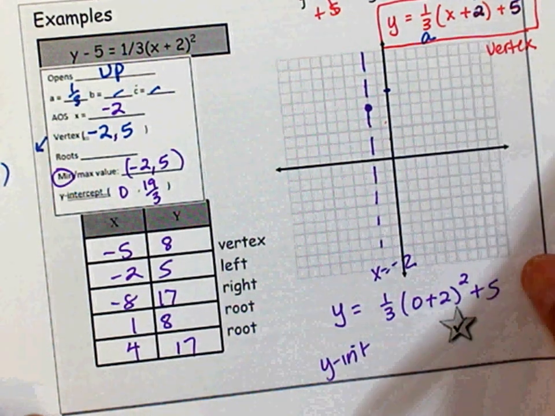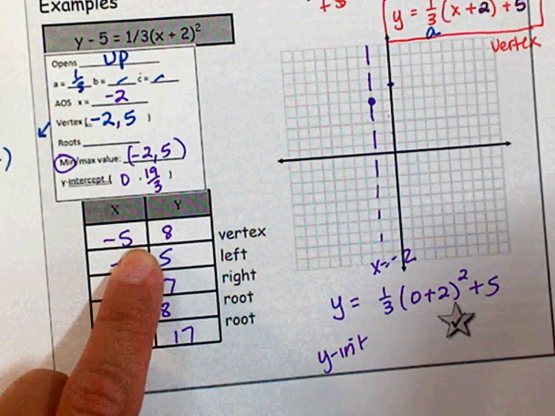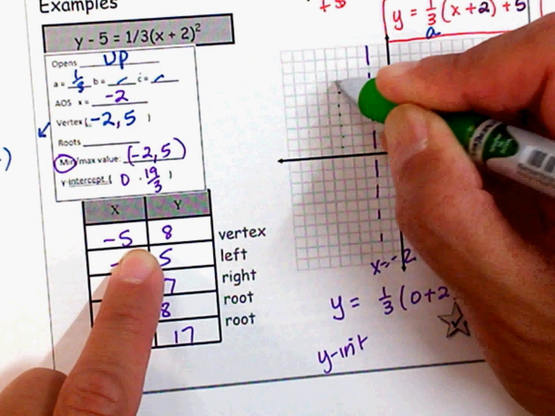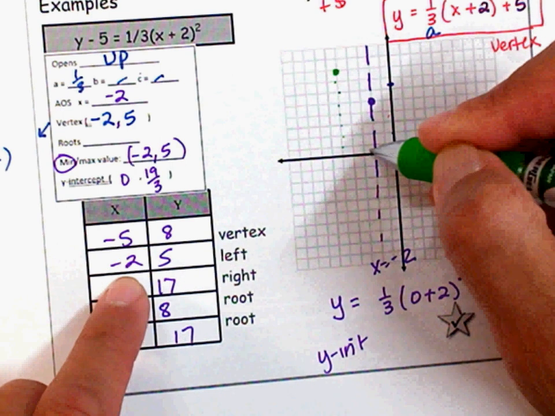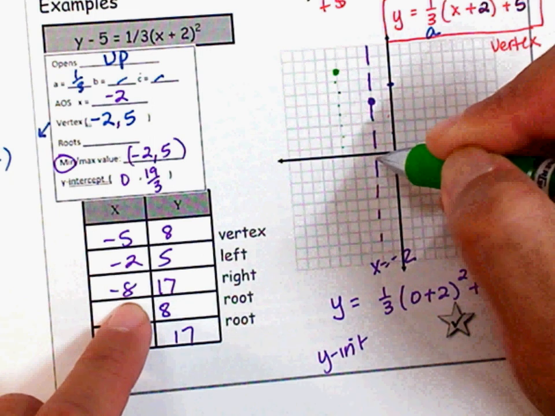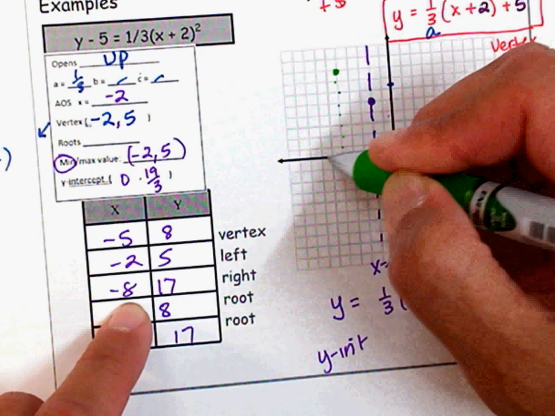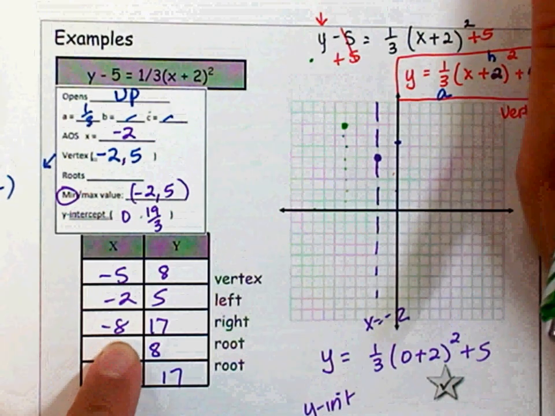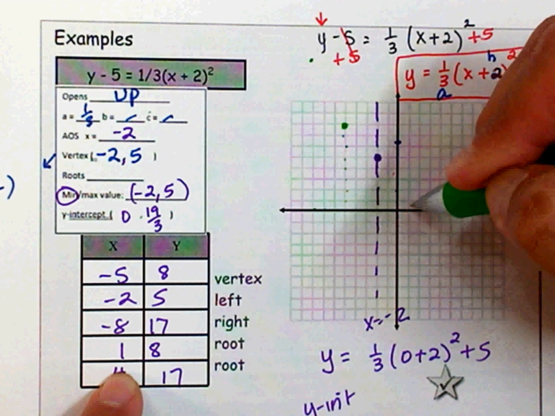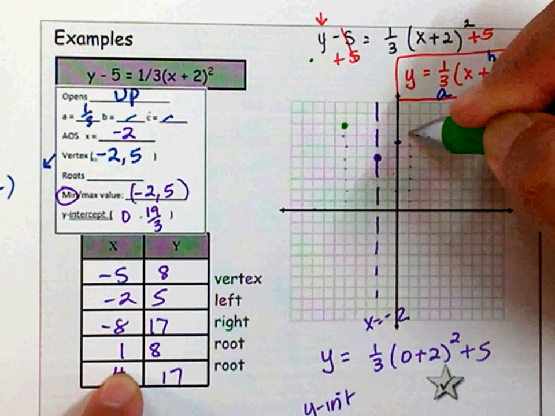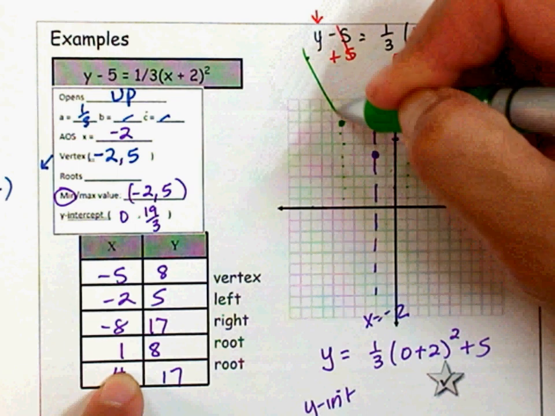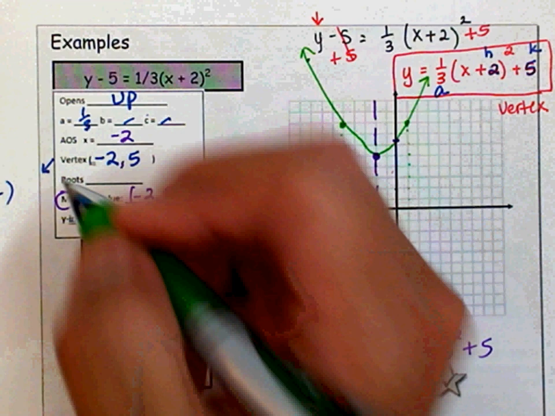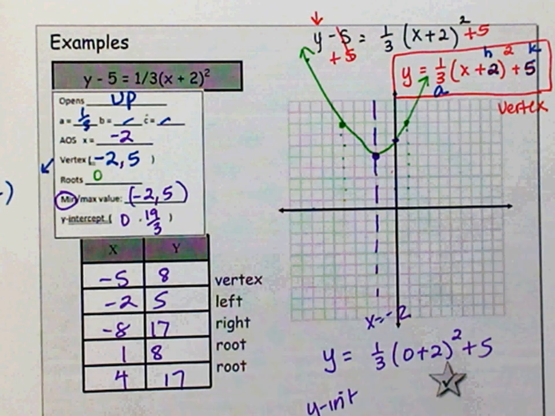All right, so negative 5 and 8. 1, 2, 3, 4, 5. 1, 2, 3, 4, 5, 6, 7, 8. Negative 2 and 5, right there. Negative 8 and 17. 6, 7, 8. Way up here somewhere. Good enough for me. 1 and 8. 1, 2, 3, 4, 5, 6, 7, 8, and the other one's way over there. And here's my graph. All right. So the root is 0. Never crosses. Okay? So there you have it.